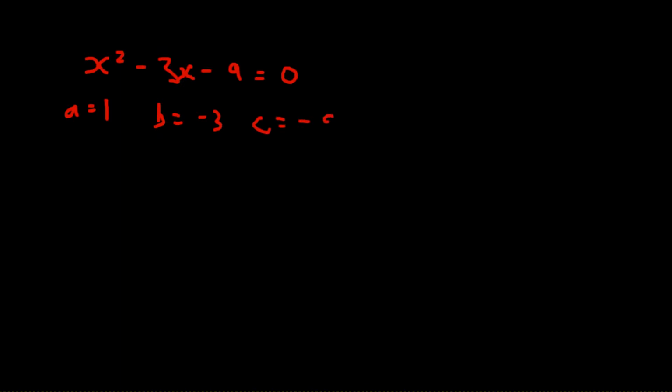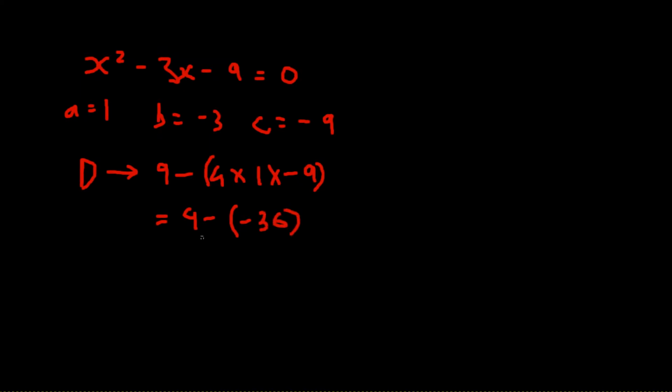Now, just apply the formula. I think it'd be better if you take out D first, the value of D. That's b squared minus 4ac. So just substitute the values. So you get 9 minus 4 into a, which is 1, into minus 9. So this is equal to 9 minus 4 into minus 9, which is minus 36. So this becomes 9 plus 36, which is 45.